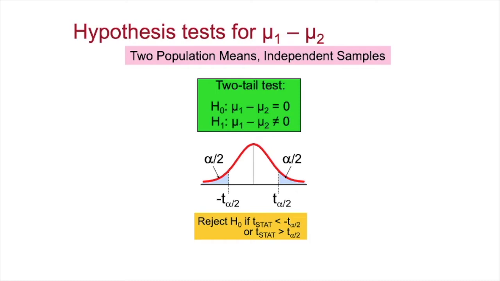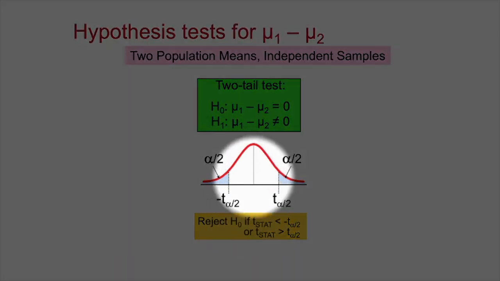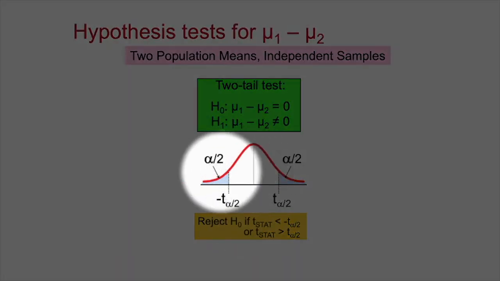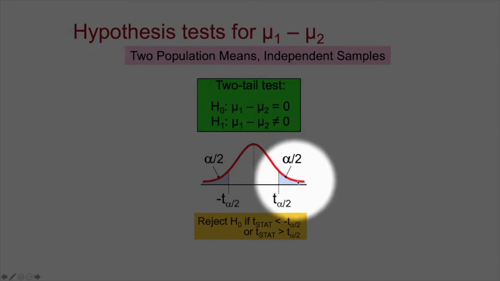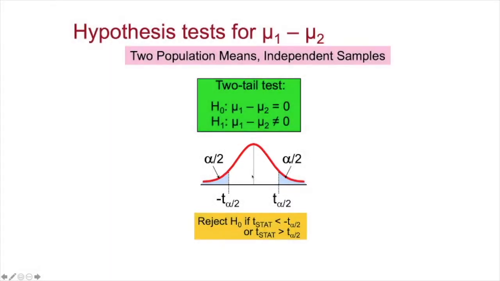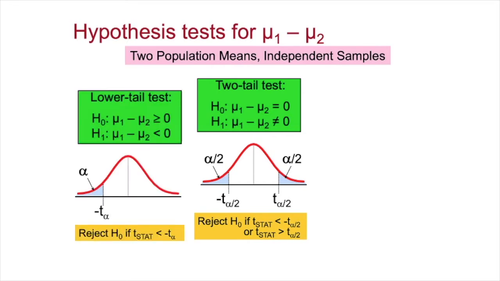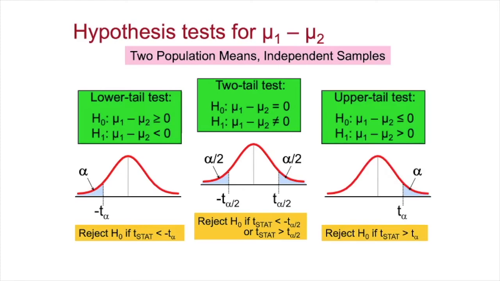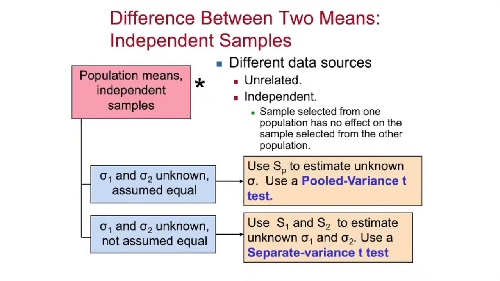So in a two-tailed test, we're going to compute a test statistic, and we're going to check whether it falls inside of a rejection region, here and here, or whether it falls in the middle in a non-rejection region, right, as we compare it to some critical values. Same for a lower tail test, same for an upper tail test.